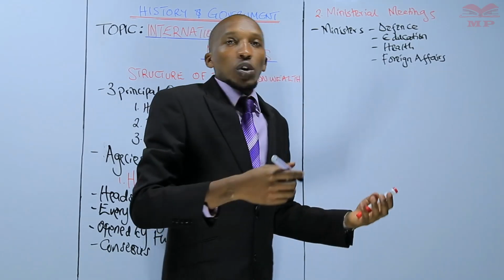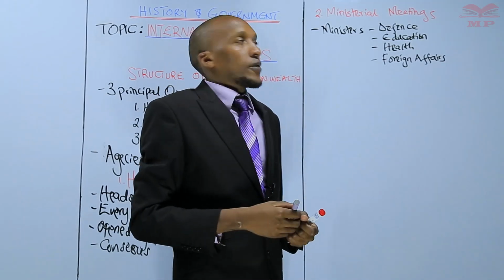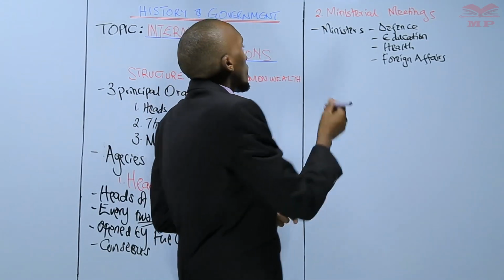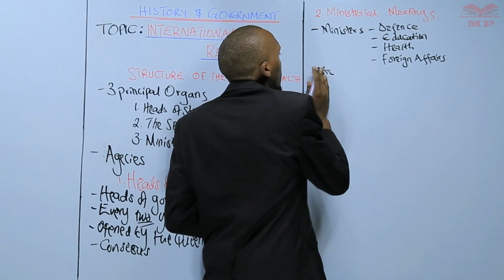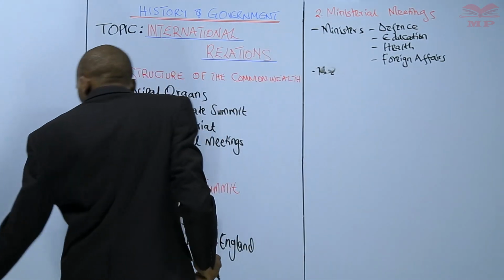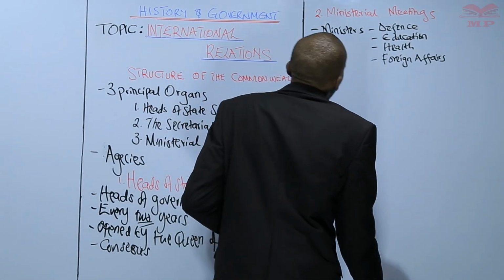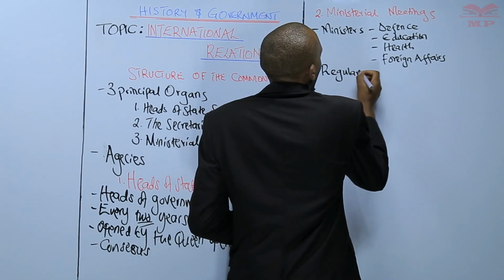So ministers in these dockets from different countries come together and discuss issues affecting these ministries. What are the challenges? What are the problems that they are having? And then they exchange ideas. They exchange information. So that means they meet regularly. They have regular meetings.